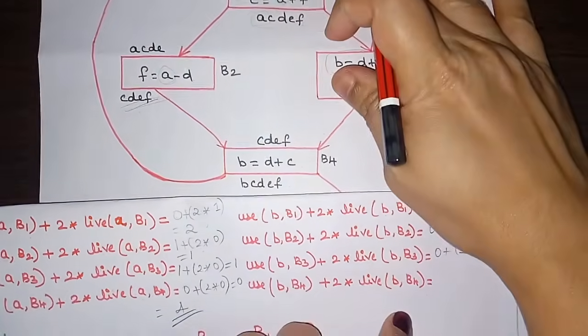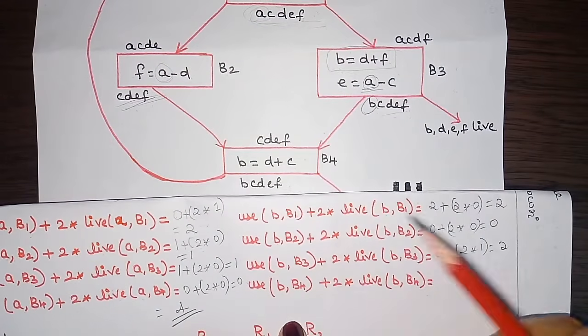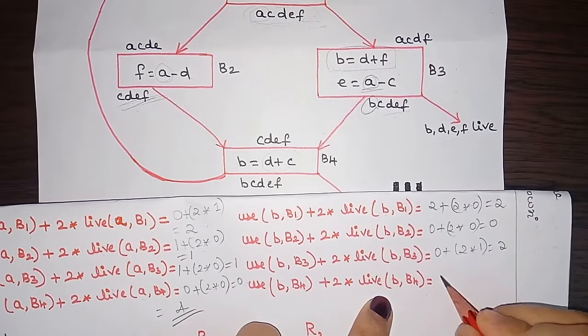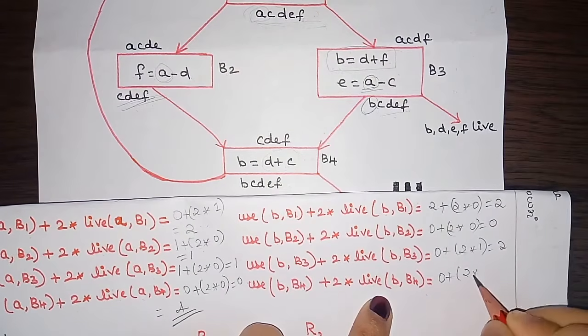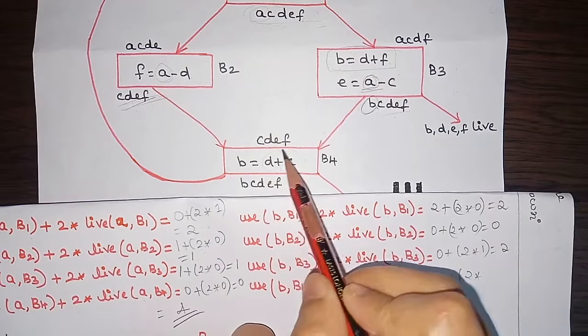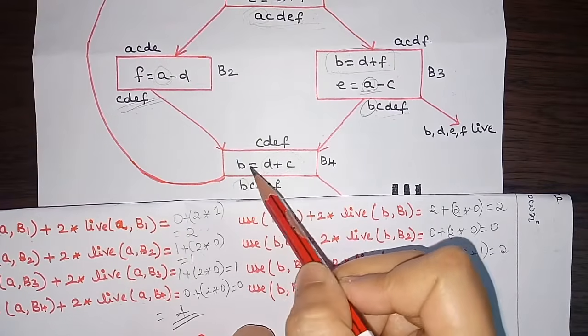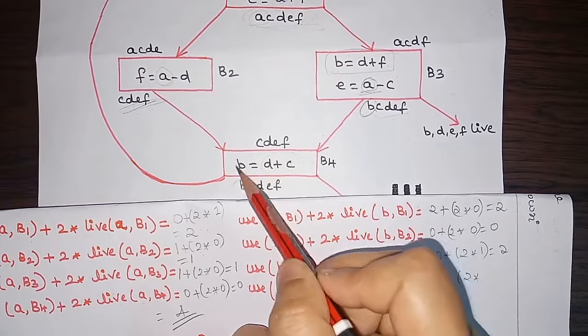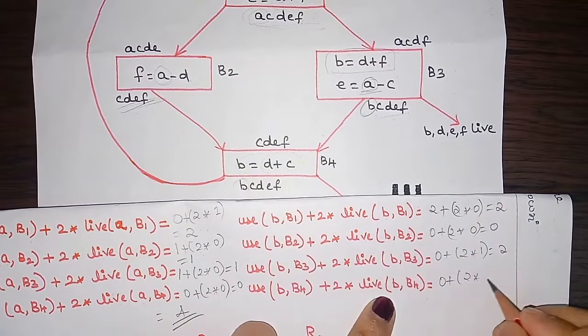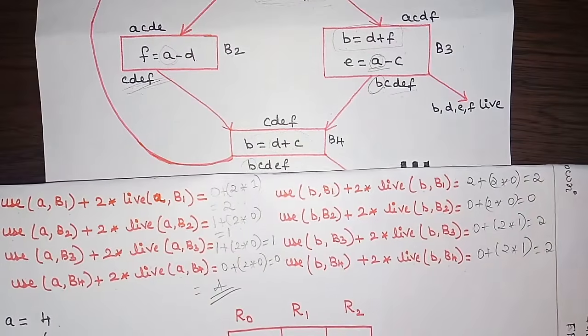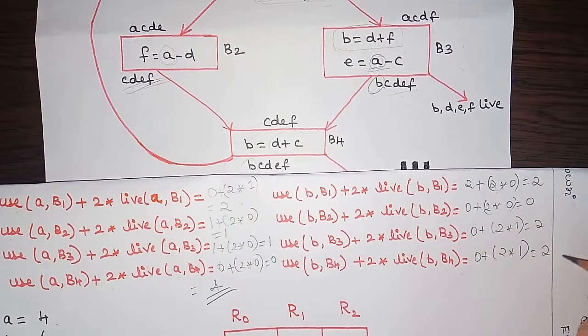Then taking block 4, we need to check for b. Here we don't have the use of b, which is 0 again. Then checking the liveness of b, at the end of this block 4 we have live for b, and also in this block we have the assignment statement for b, so the live will be considered as 1 here, and the result will become 2 now. When taking the summation of all these values, we will get 6.